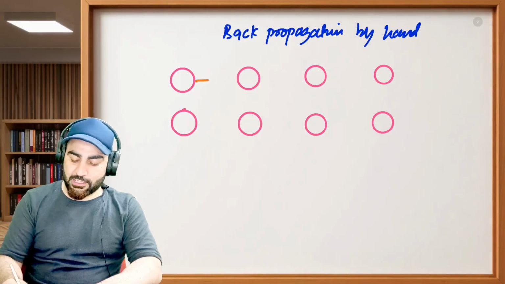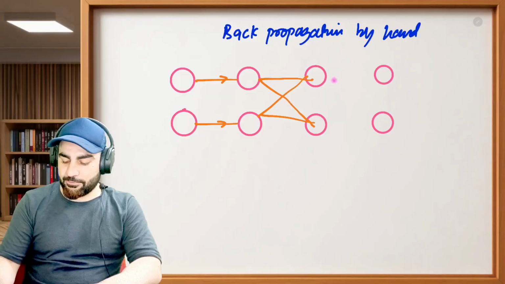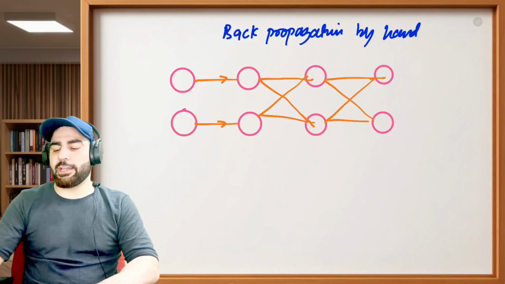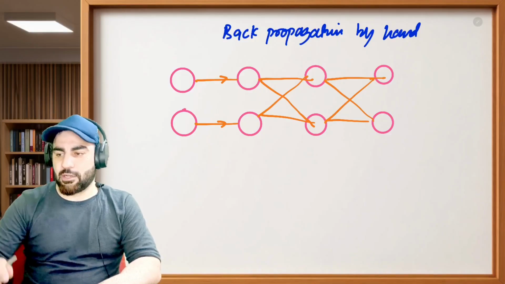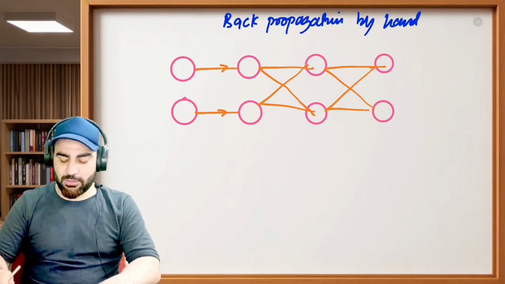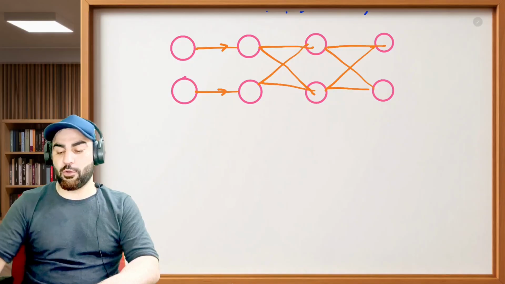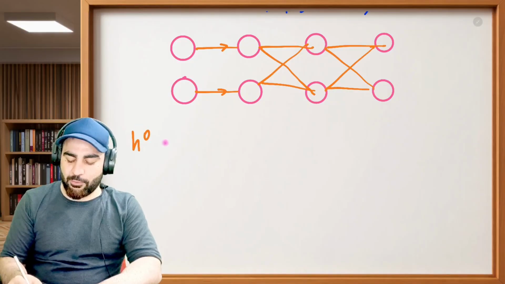So this input will go here, and this input will go here, and now you have something of this sort. Okay, so this is your fully connected layer. Now we can name them as per the convention. You know by definition how we have given those symbols, and you should know them very well by now. So we have this h0, which we'll call the input.